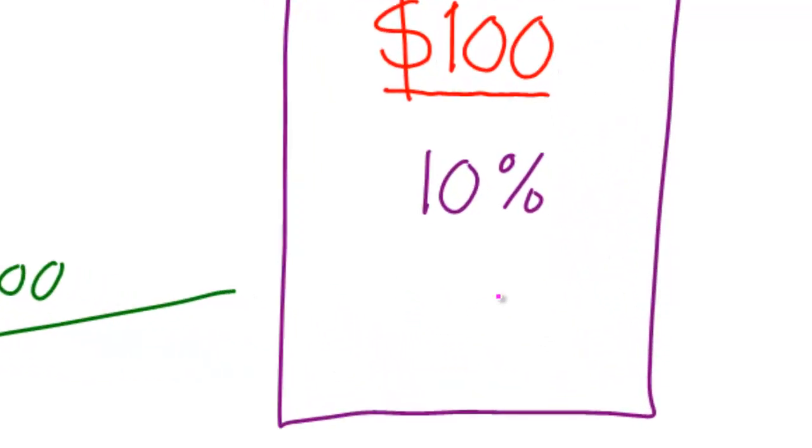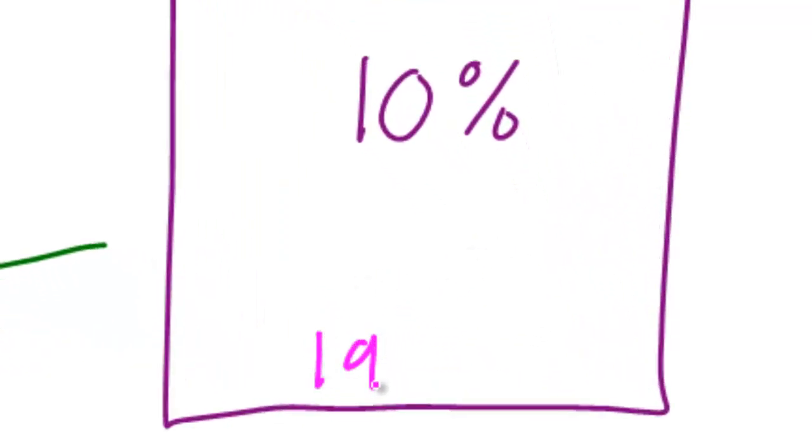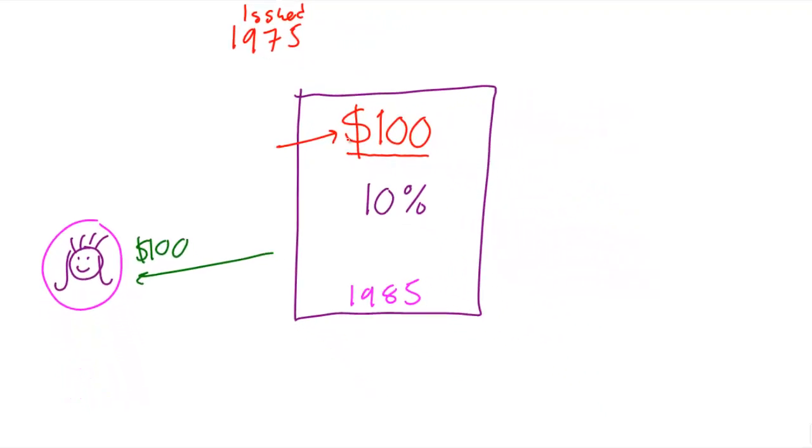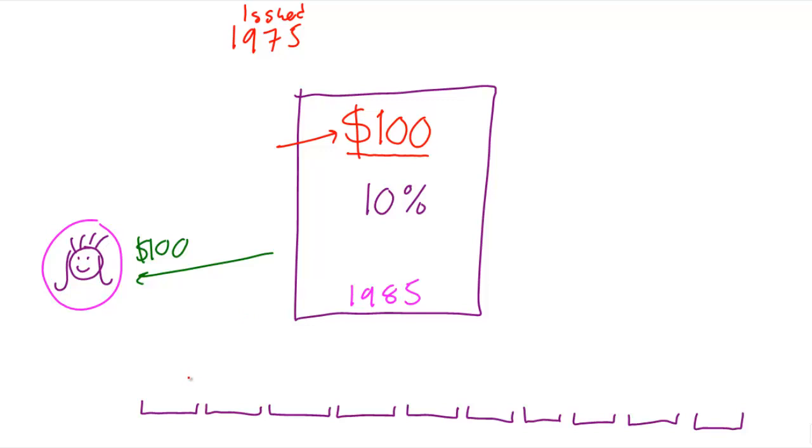The redemption date will say something like 1985. Now that's 10 years after the issue date. So what that means is that our lady here, we'll call her Penelope, why not, is going to get $10 a year for 10 years, 10% of $100. And finally, after the end of 10 years, she will get the full $100. If we do a little timeline down the bottom here, there's year 1, 2, 3, 4, 5, 6, 7, 8, 9, and 10. She's going to get $10 there, $10 there.